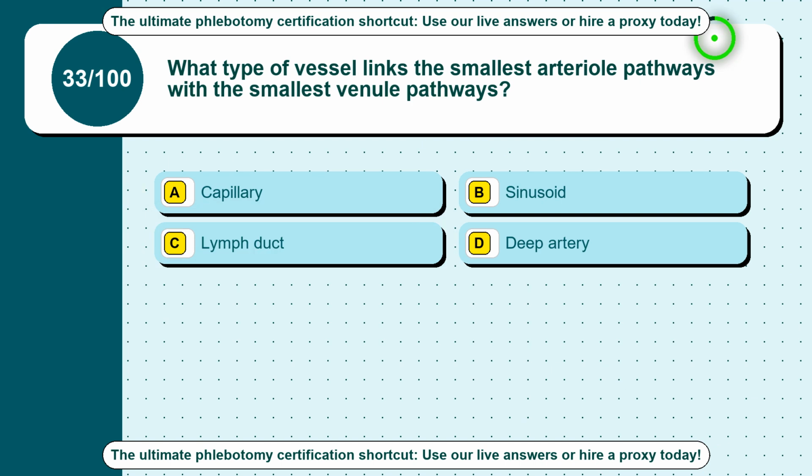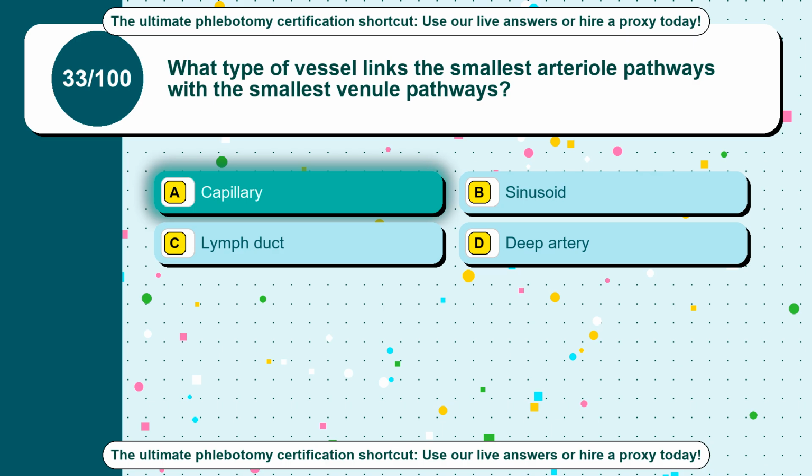Question 33. What type of vessel links the smallest arteriole pathways with the smallest venule pathways? Option A, capillary. Option B, sinusoid. Option C, lymph duct. Option D, deep artery. The correct answer is option A, capillary.